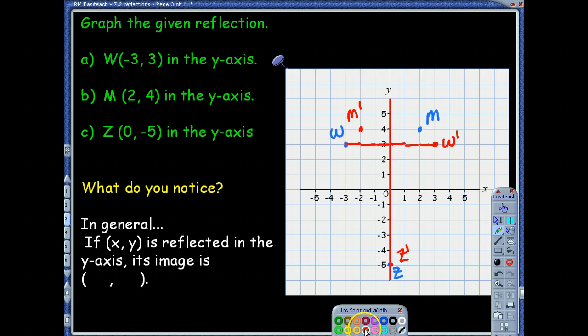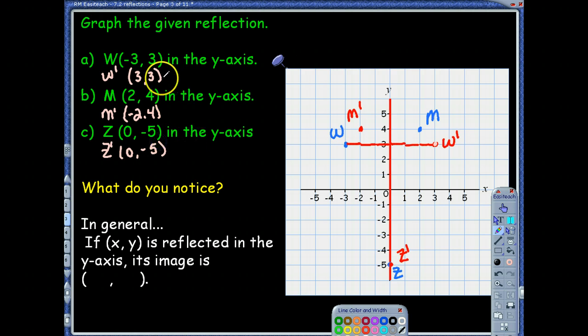All right, now I love what you said. So let's go ahead and label our coordinates for each of these. So we've got W. Let's talk about what W prime is. What is the ordered pair for W prime? It's 3, 3. What about the ordered pair for M prime? M prime is negative 2, 4. Love it. And what about Z prime? It's the same, so 0, negative 5.